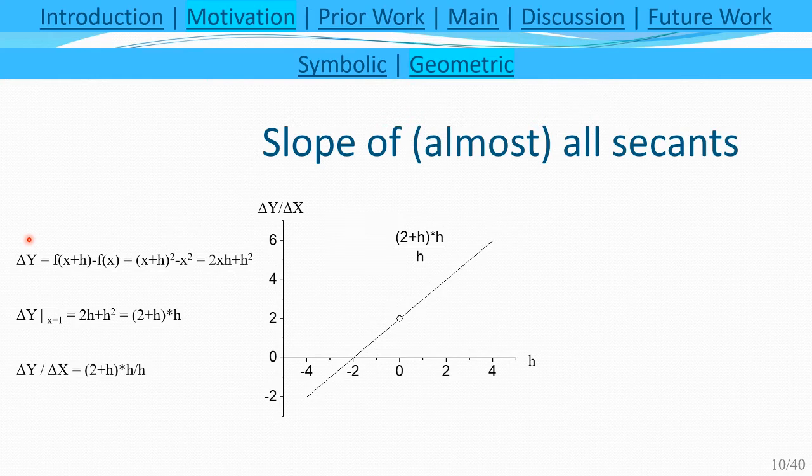So if we simplify, delta y is 2xh plus h squared. Delta y at x equals 1 is 2 plus h times h. Delta y over delta x is 2 plus h times h over h. Here's a graph of the slope of almost all secants at x equals 1 as a function of h. For example, if we let h equal 1, then we read off the graph the slope of the secant is 3. Now we have the slope of almost all secants.